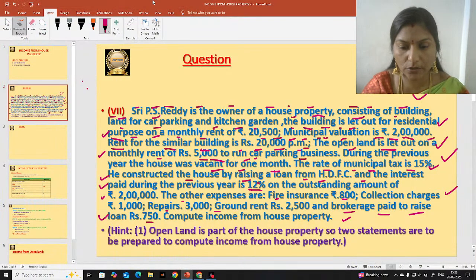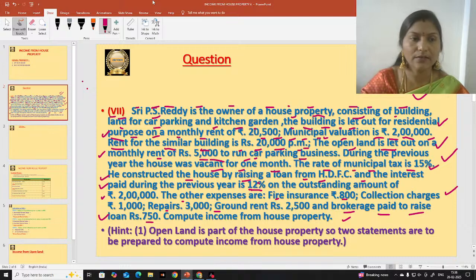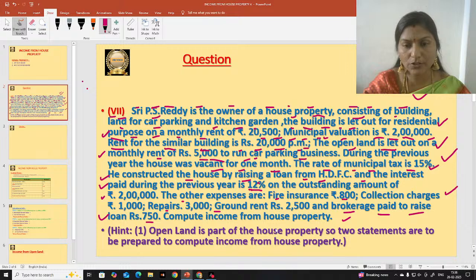Yeah, let me go to the solution. So again there are some disturbances. Okay, so let me go to the solution now.